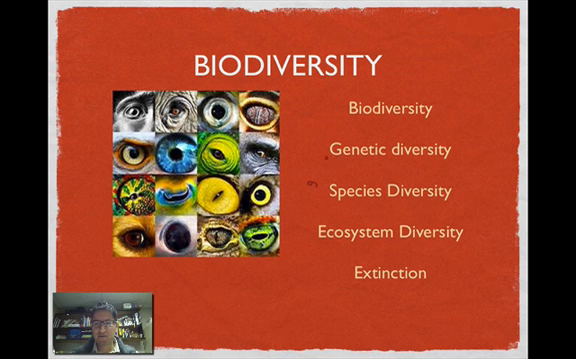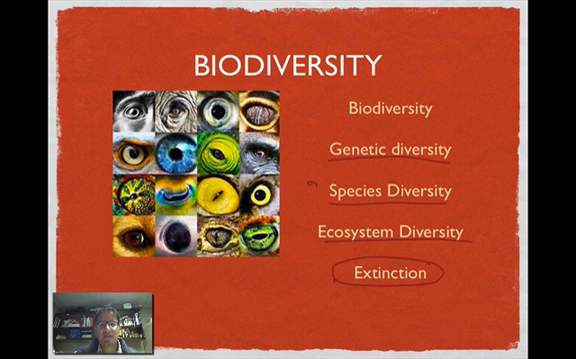So we have our genetic diversity that we'll be discussing, species diversity, and ecosystem diversity. So again, we're breaking up biodiversity into its three main aspects, and then at the end we're going to discuss a little bit about extinction and the issues that we're facing today.